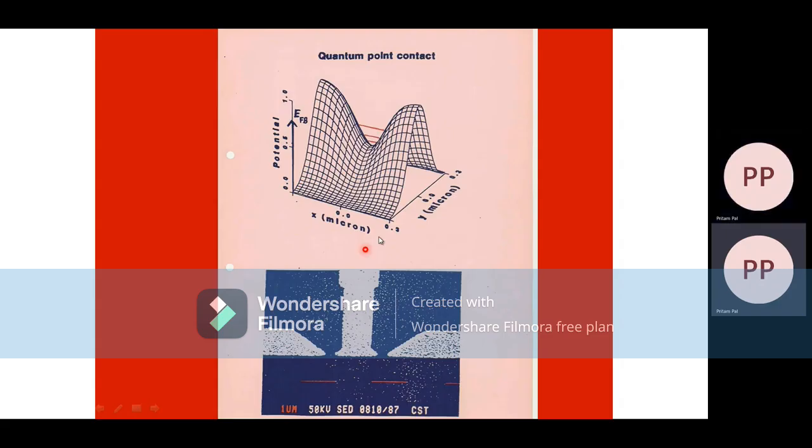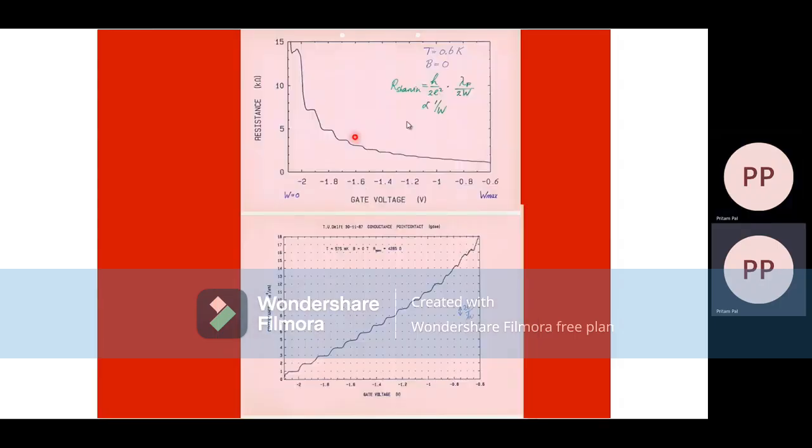Now, because this is a quantum system, we'll demonstrate now that inside this saddle point, quantized levels will be formed, and they will lead to very important modifications to transport.